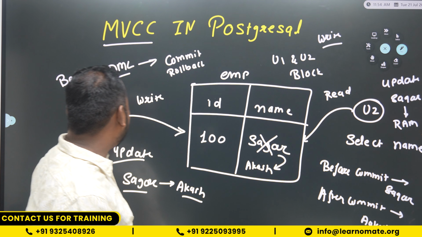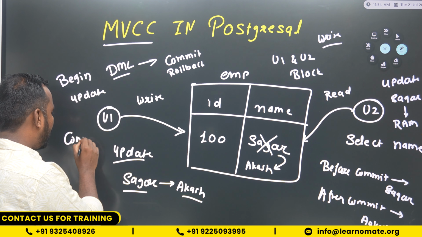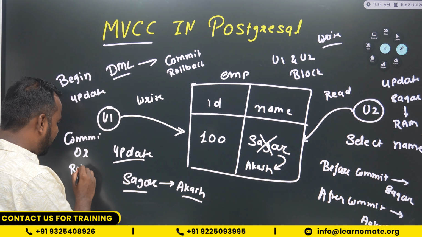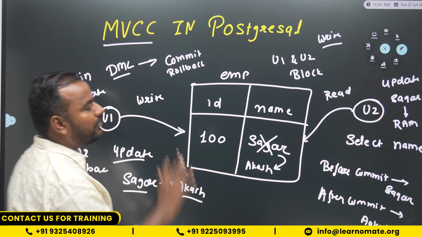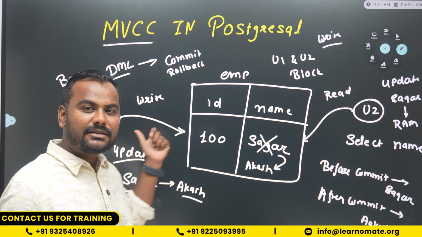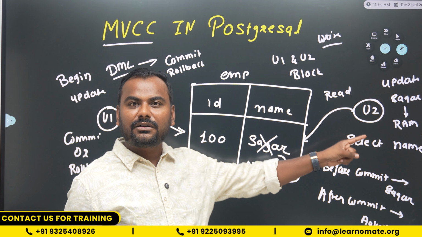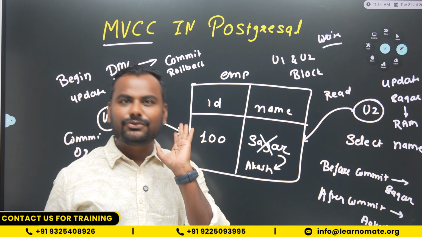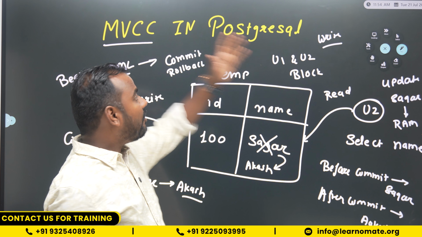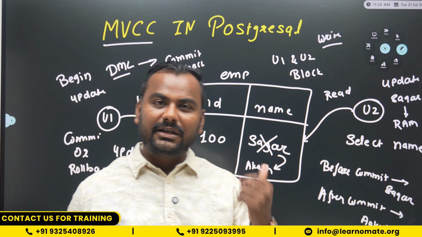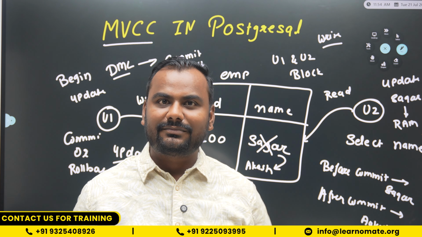So unless and until he is doing commit or he is doing rollback, U2 user cannot do anything. As soon as U1 user has done the commit, U2 user transactions will be completed. Understood? And overall, all these concepts are coming under the MVCC only, multi-version concurrency control.